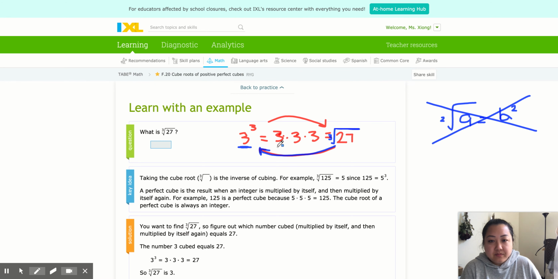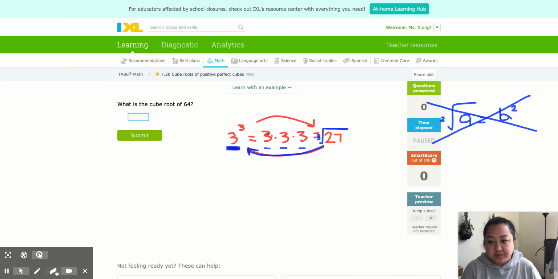However, this number here should be the same as these 3 numbers, the same number that we're multiplying by itself, obviously. So that's what we're going to do today. Let's go ahead and try some practice problems.